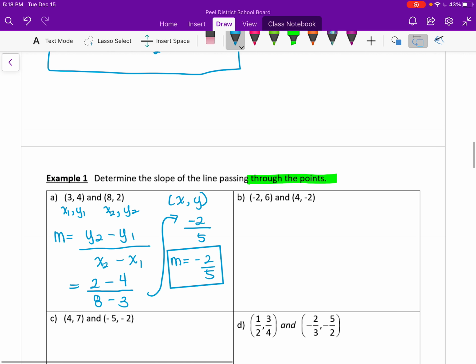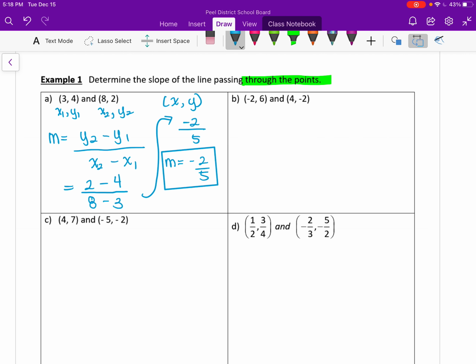So I want you to try doing B and C and D on your own. They are a little bit more complicated. Well, D is more complicated because anything that involves fractions automatically becomes more complicated. But I want you to try those out by yourself. So put this on pause, come back and watch. So hopefully you try those by yourself.